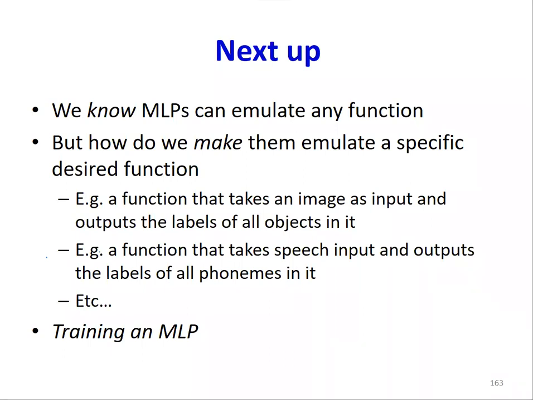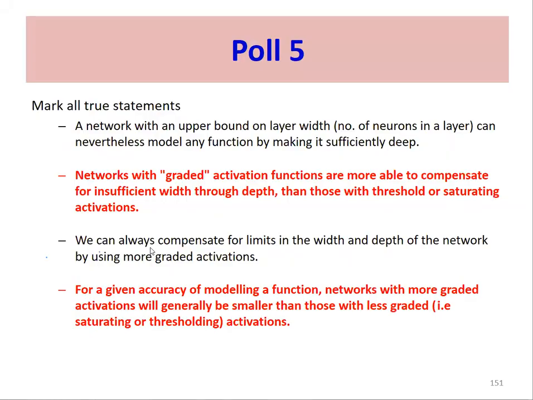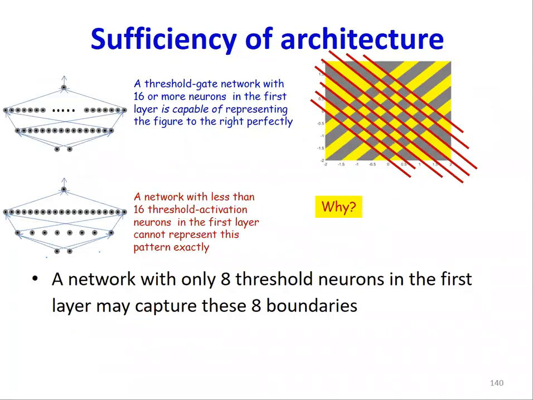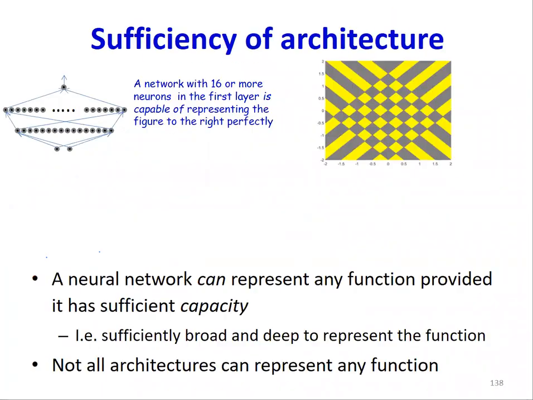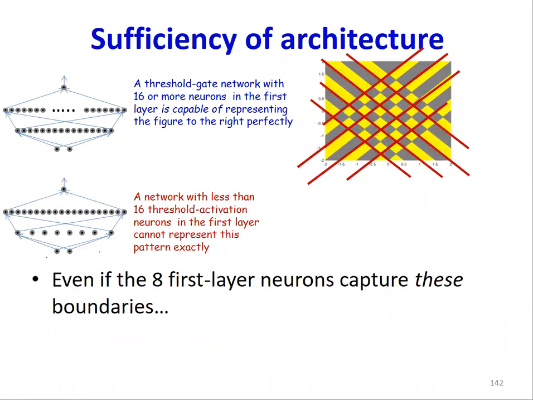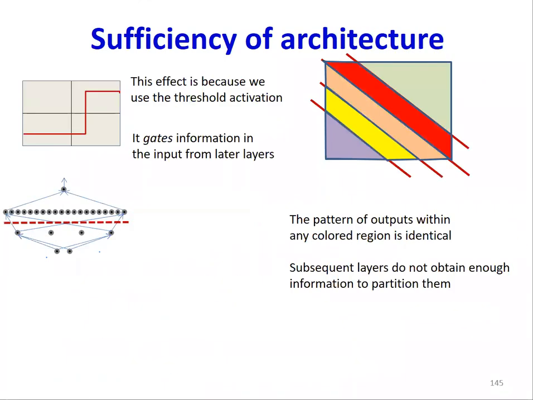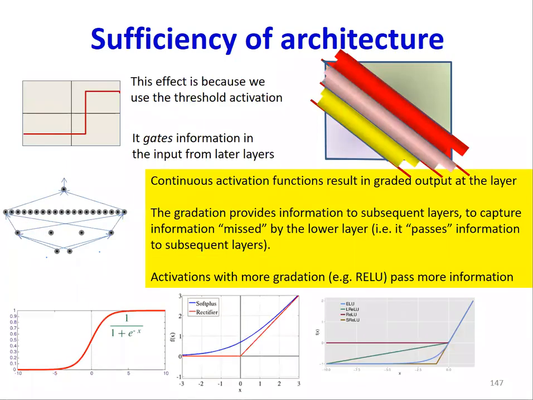Chinmay, what is the question? So in the poll, the last option that we had was that with graded activations, the network will generally be smaller than the ones that do not have graded activations. So I do understand that with graded activation, it's possible that with fewer number of neurons, you might be able to represent the same information. But as a generalization, I'm not able to understand how that happens.